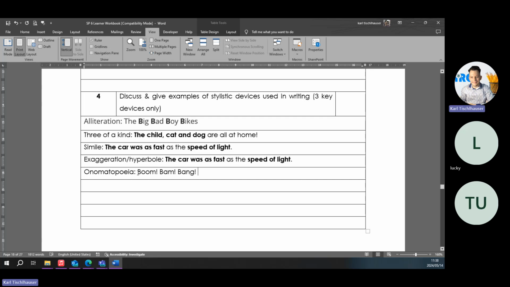And ironically, this is also, what technique is this? It's also alliteration. We're repeating the B. Yes. Okay, I have one more.